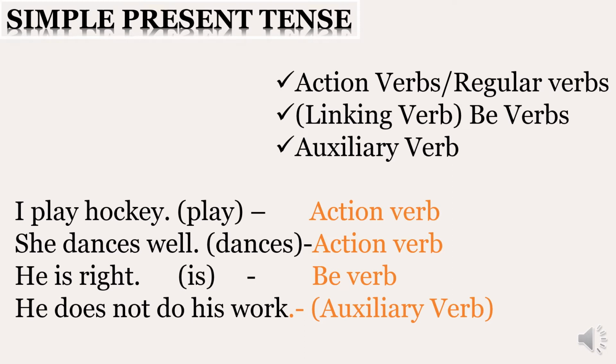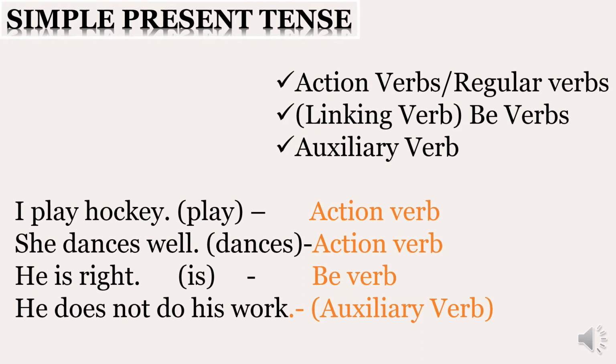Next one, he doesn't do his work. Actually this is negative sentence. In negative sentence, whenever we make negative sentence and interrogative sentence, we need an auxiliary verb, and you can say helping verb. So in simple present tense, whenever we need any auxiliary verb or helping verb, we use do or does, so that we can make negative sentence and interrogative sentence. Here we have two verbs, does and do. Does, it is helping verb, or you can say auxiliary verb. Do, it is main verb.